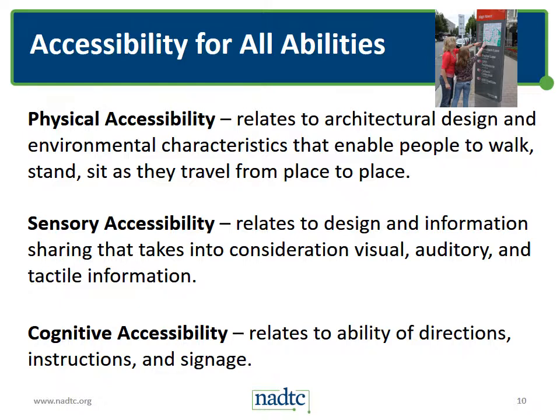Let's now take a look at accessibility and how the concept of accessibility is approached. The three primary types of accessibility addressed for pedestrians are physical, sensory, and cognitive. Physical accessibility relates to architectural design and environmental characteristics that assist people to walk, stand, and sit as they travel from place to place. Sensory accessibility takes into consideration visual, auditory, and tactile senses relative to design and information sharing. Cognitive accessibility relates to ability to understand and apply directions, instructions, and signage.